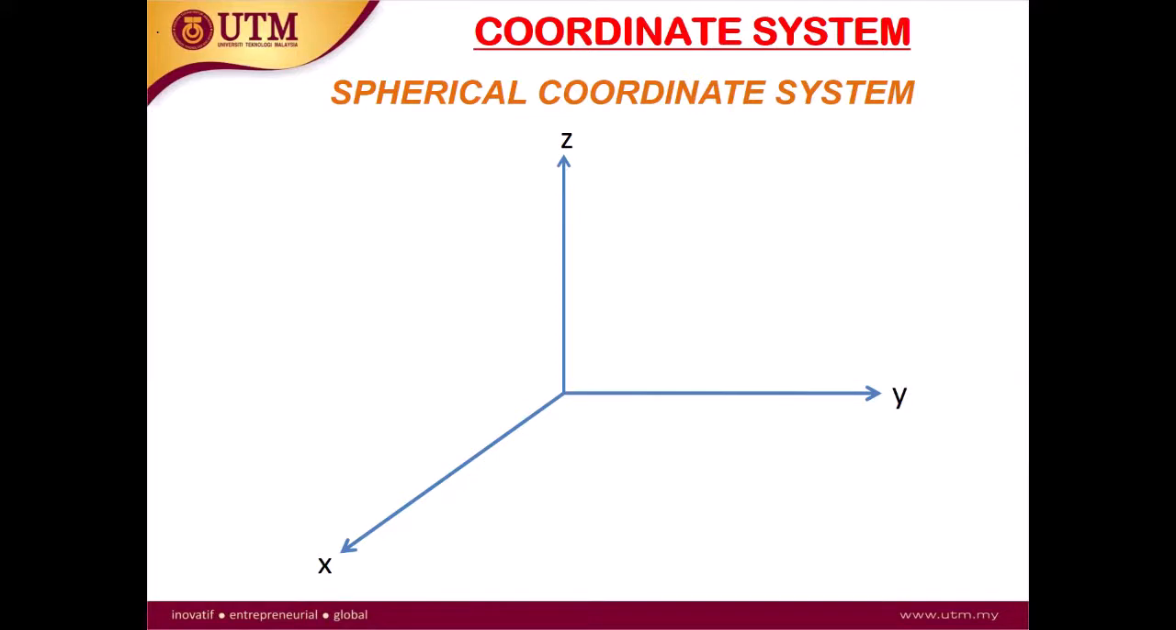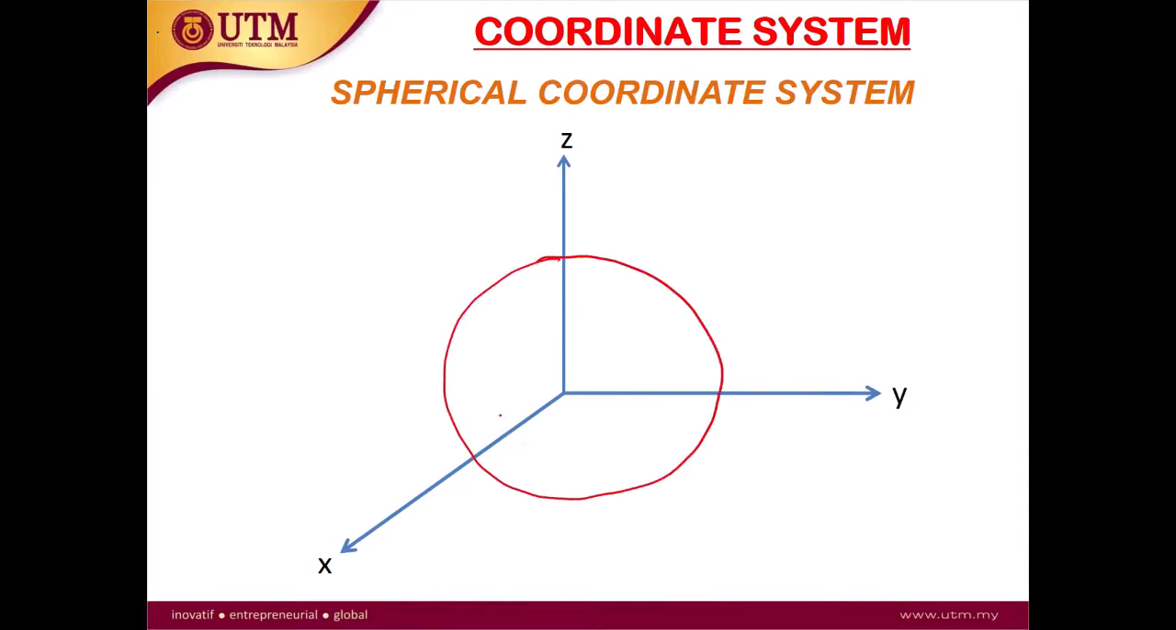Next, we go to the third part of the coordinate system, which is the spherical coordinate system. Now, how can we define a spherical shape? What does a spherical shape look like? Here you just imagine a ball. A ball has a shape like this. It has a round shape.